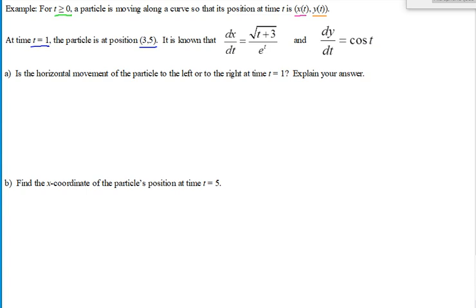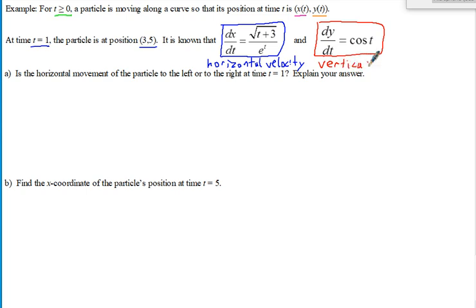So dx dt, that's really giving us the horizontal velocity. This is the derivative of the x-coordinate position. And similarly, dy dt, that represents the vertical velocity, since that's the derivative of the y-coordinate of the position function. So there's two components to velocity, because we're looking in two dimensions with these parametric functions.